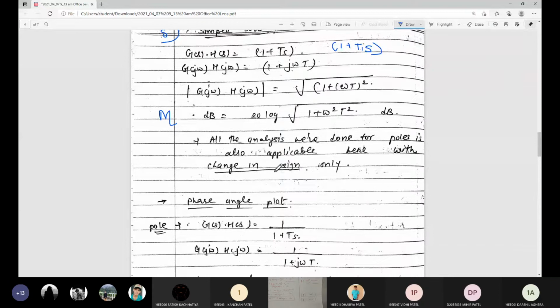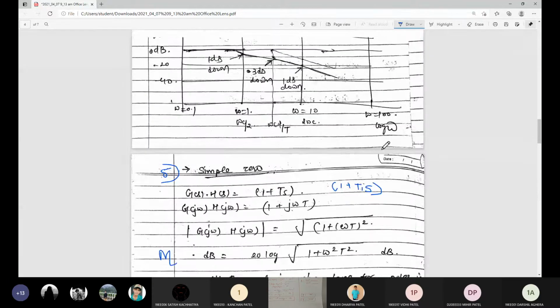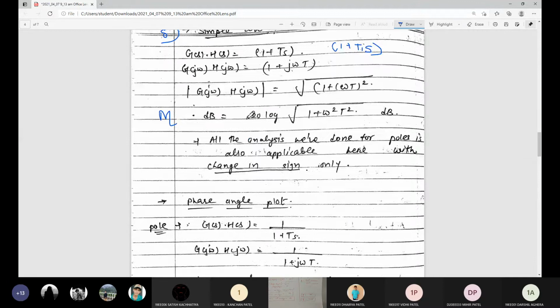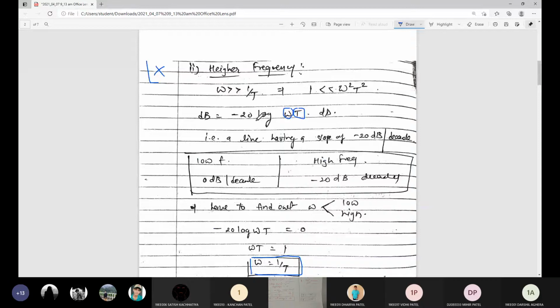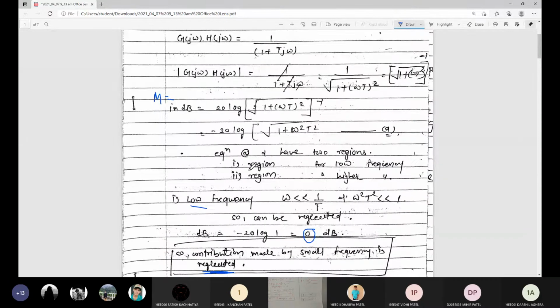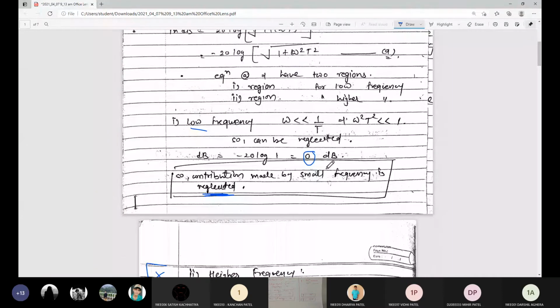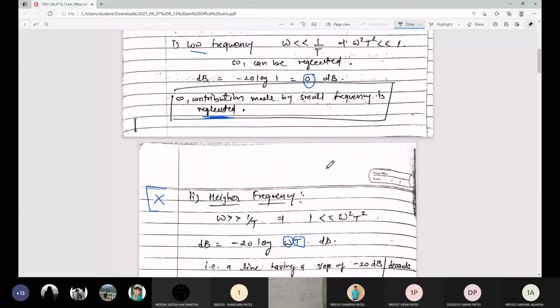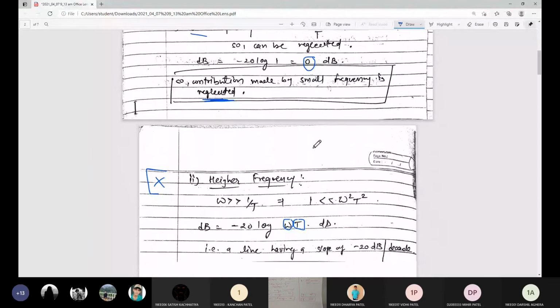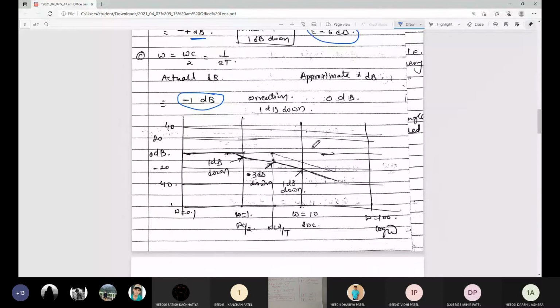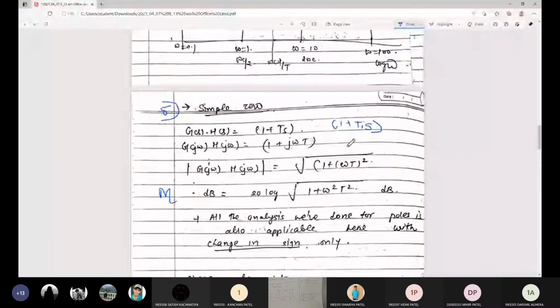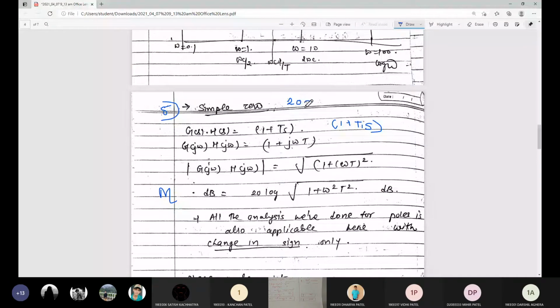Again, whatever analysis we have done for the poles, in the poles we have a sign of minus, over here we have a plus. So again we will be taking two frequencies. First one is your lower frequency, and second one is your higher frequency. The same analysis will be applicable for the zeros also, but there is a sign change. Where there was minus, here there will be plus. So what can we conclude over here? For a simple zero, what will be the contribution? It will be 20 dB per decade.